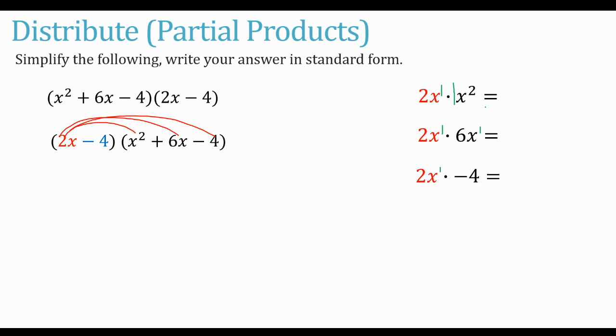Just so you know where these numbers are coming from. So we're going to multiply our coefficients. 2 times 1 gives us 2. And then add those exponents. 1 plus 2 gives us 3.